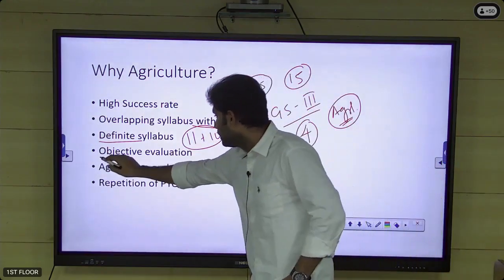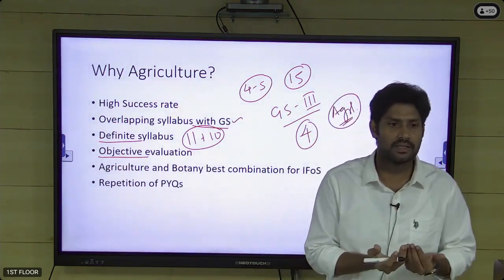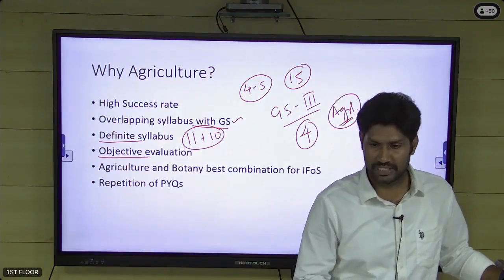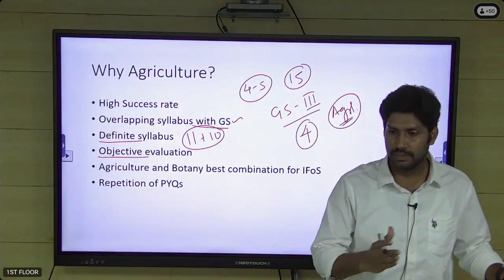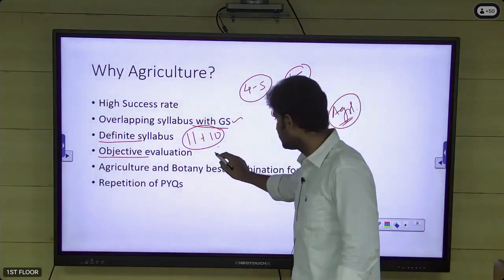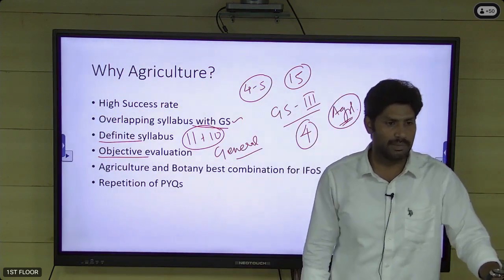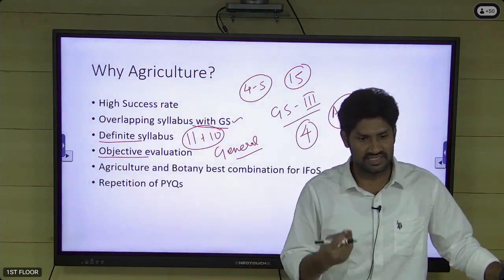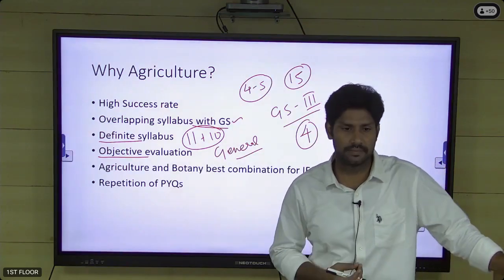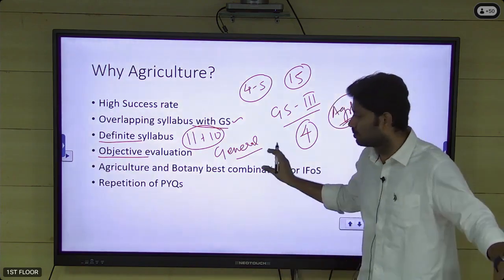Then this is what I told you: evaluation is objective in nature. If you give the proper scientific fact, theory, and proper explanation, they won't reduce the marks. We can score maximum marks, out of 10 we can score maximum 7-8 marks. It's possible, especially in paper 2. Because paper 1 is like a GS paper, general. Most topics are general. But paper 2 is technical. In paper 2, we study cell biology, genetics, plant biotechnology, plant breeding, plant physiology. These are the major syllabus in paper 2. So we can score maximum marks in paper 2.